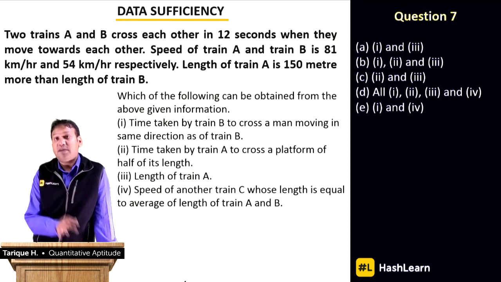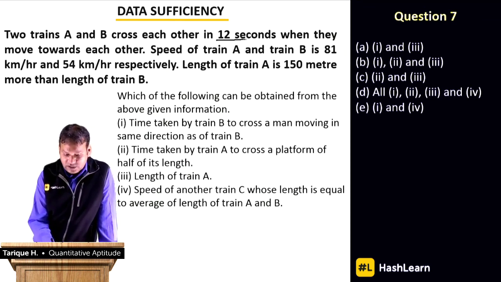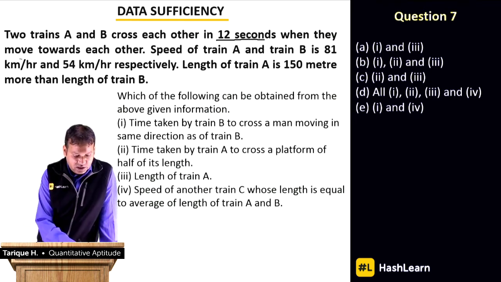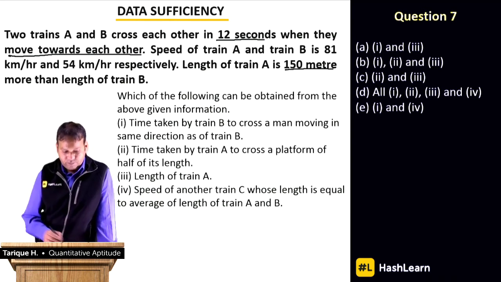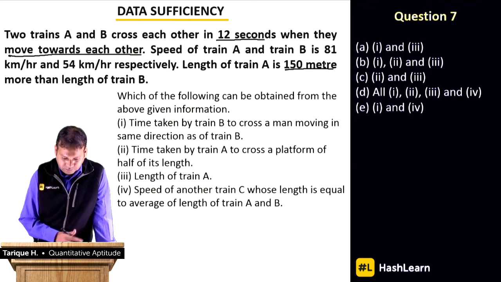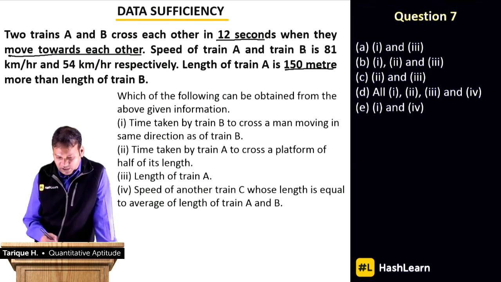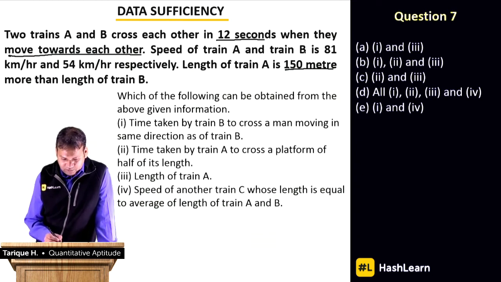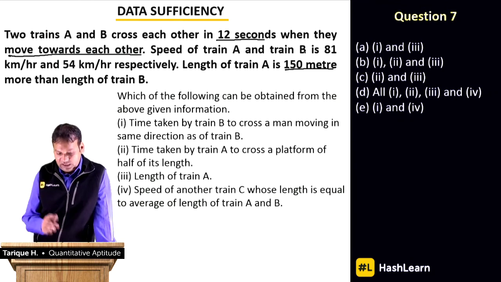What is given to us is information. Two trains A and B cross each other in 12 seconds when they move towards each other. Speed of train A and B is 81 and 54. Length of train A is 150 meters more than length of train B. So let's see what has to be done here. We have to find out the length of the trains primarily. That's the main thing to be done here.